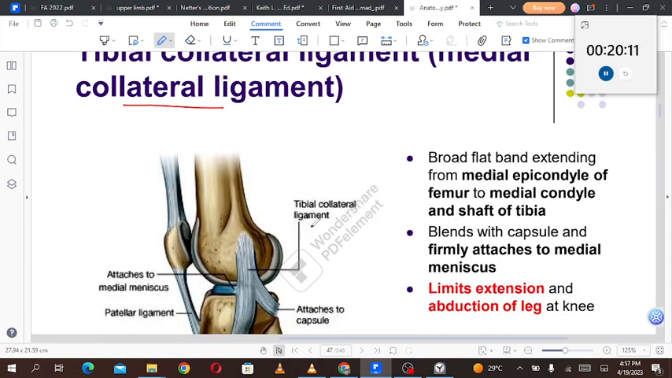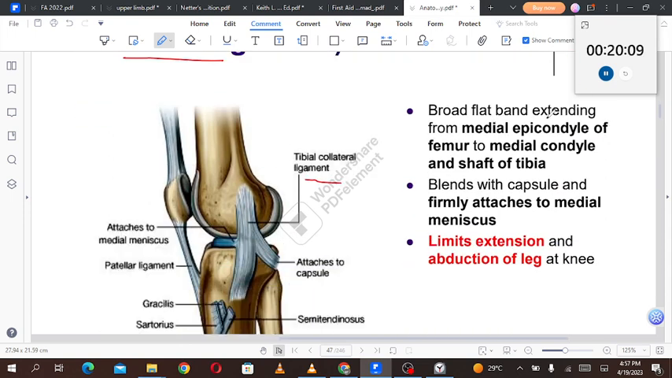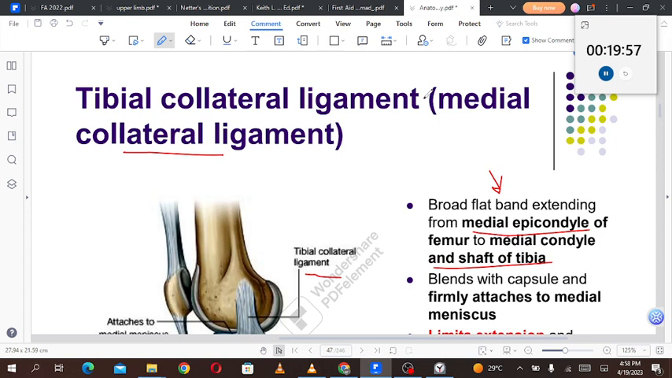So this is the tibial collateral ligament, the broad band extending from the medial epicondyle of the femur to the medial condyle of the shaft of tibia. So from the medial epicondyle of the femur to the medial condyle of shaft of tibia, we have this broad band that is called the tibial collateral ligament.